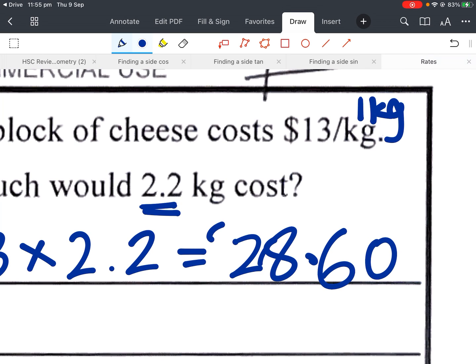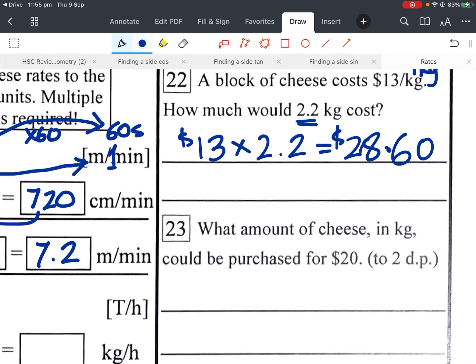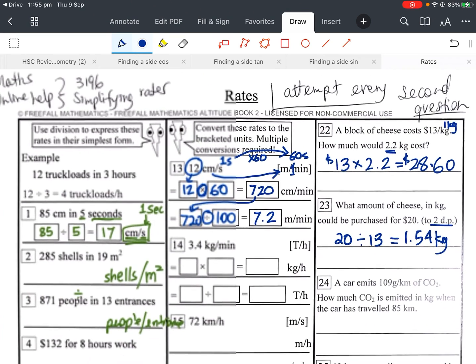Now remember, this is dollars and cents. We do that to 2 decimal places, don't we? Now 23 goes with it. It says what amount of cheese in kilos could be purchased for $20 to 2 decimal places. Okay, well I know I can get 1 kilo for $13, don't I? So let's do 20 divided by that 13. That will tell me how many kilos I can get out of it. So on my calculator, 20 divided by 13 gives me 1.53846. To do 2 decimal places, that's 1.54 because it says to 2 decimal places. And that's going to be my answer in kilos.